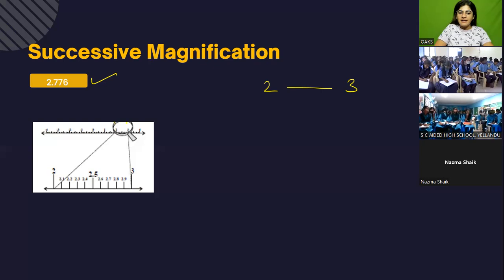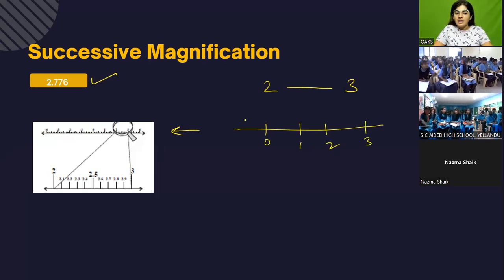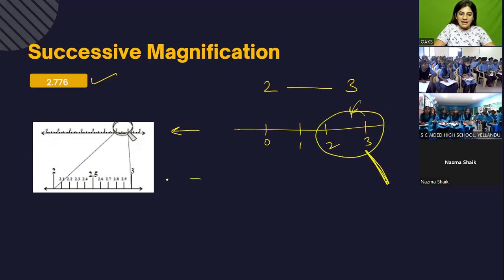Okay. So if I have a number line like this, this is 0, this is 1, this is 2, this is 3. I know that 2.776 lies between 2 and 3, but I do not know where. So I'll magnify this area. As you can see here, between 2 and 3, we have 2.1, 2.2, 2.3, 2.4, 2.5, 2.6, 2.7, 2.8, 2.9. Now, I have to see where 2.776 will lie.